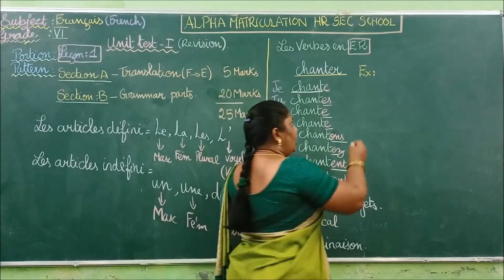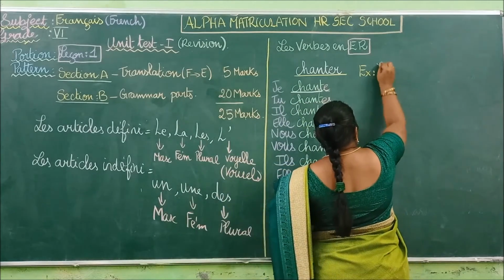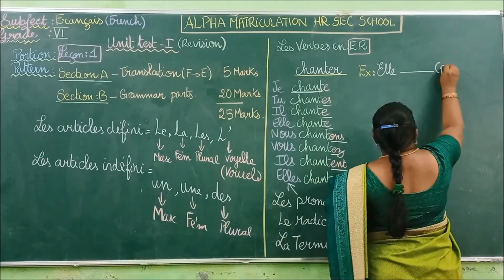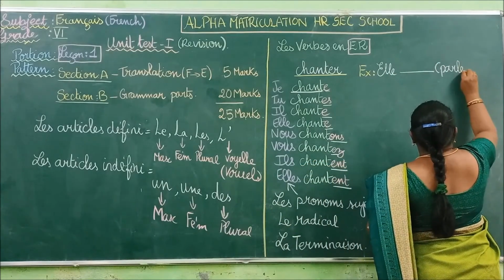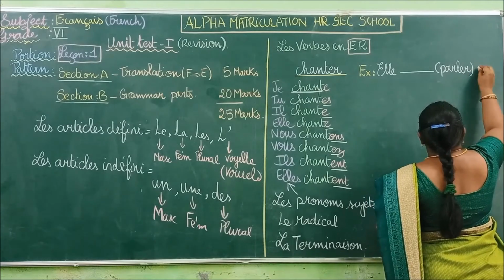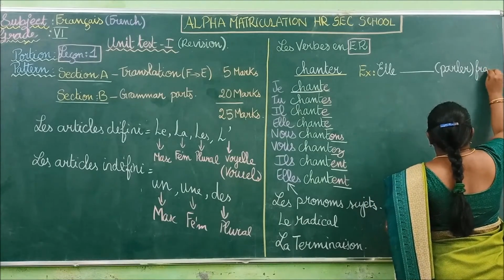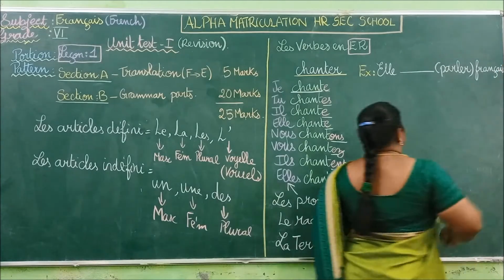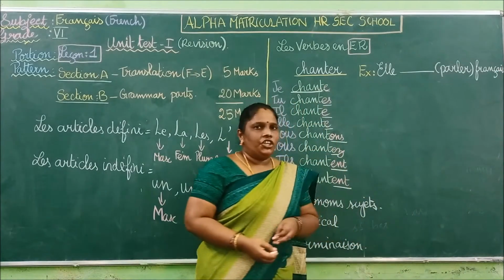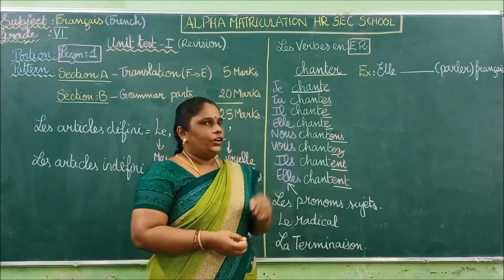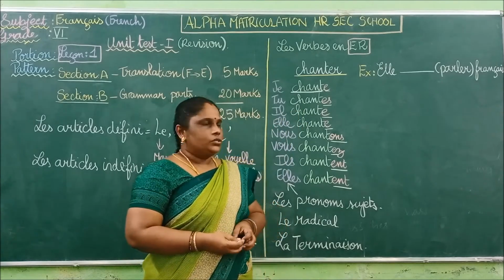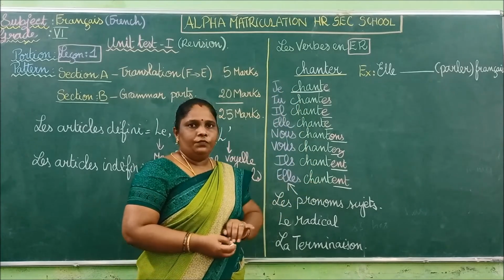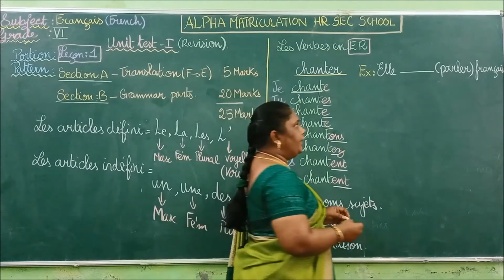Okay, so you have an example like this. So for example, you have a sentence like this: She dash, and you have the verb in brackets. Okay. So you are going to fill up. We saw the endings of the first group verb. So what will be the answer?